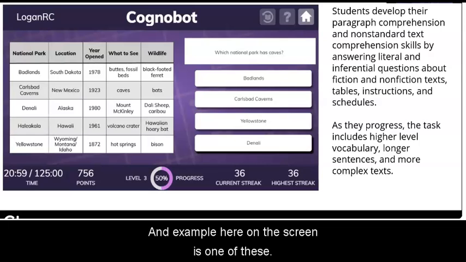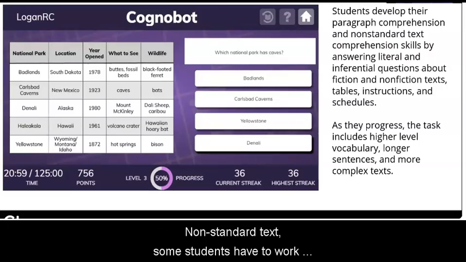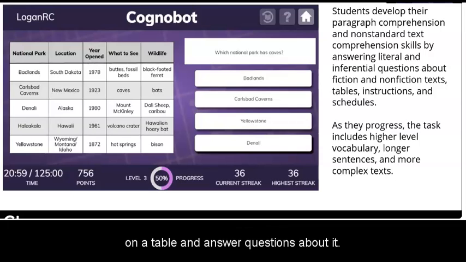And the example here on the screen is one of these non-standard texts. So the students have to work with a table and answer questions about it.